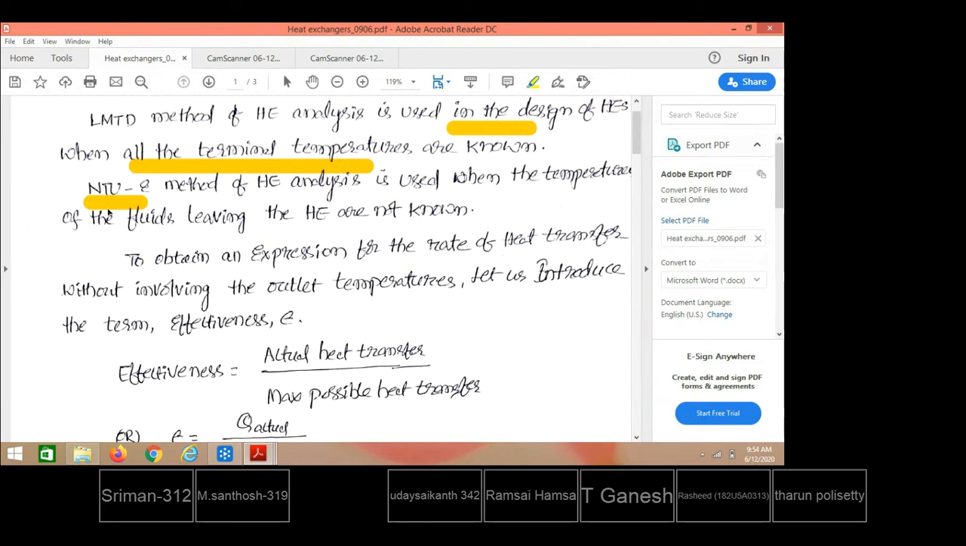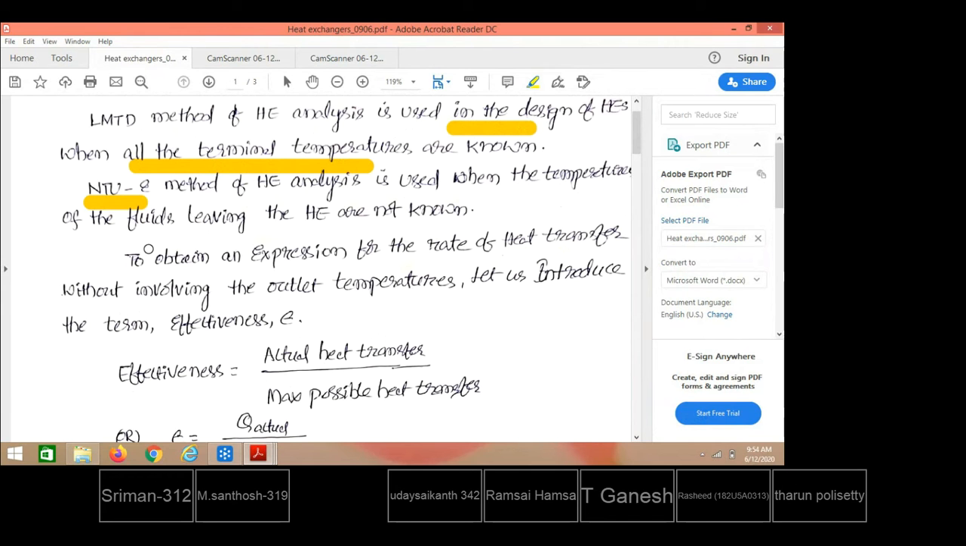So the NTU epsilon method is used for simulation of a heat exchanger. When you have the heat exchanger already available, through which hot fluid is allowed at so much inlet temperature and cold fluid is allowed at so much inlet temperature, then what may be the final hot fluid temperature, that is the outlet temperature of the hot fluid, and what may be the outlet temperature of the cold fluid, will be fixed from the NTU epsilon method.